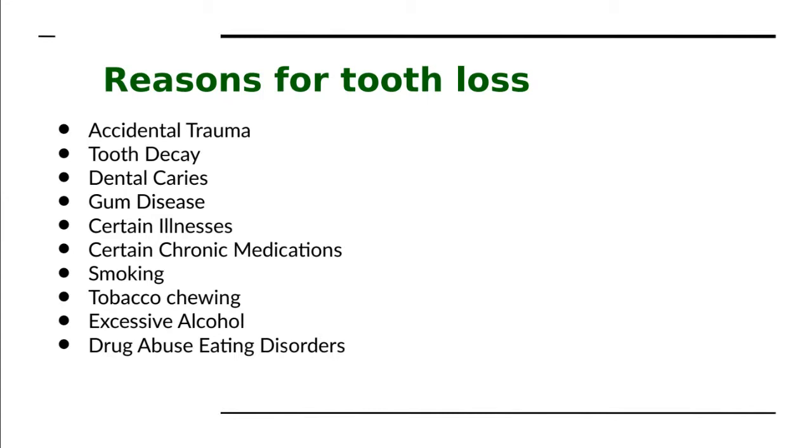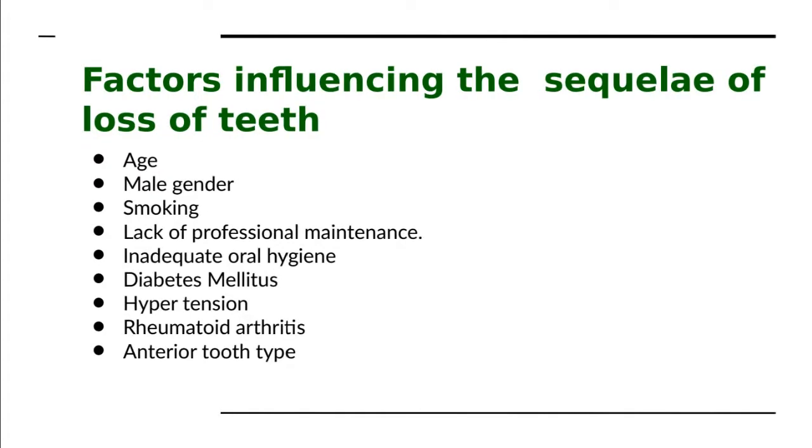Now, coming to the reasons for tooth loss. What are the reasons for tooth loss? Tooth loss can happen because of accidental trauma, tooth decay or dental caries, gum disease, certain illnesses, certain chronic medications, smoking, tobacco chewing, excessive alcohol, drug abuse, and eating disorders. All these are reasons for tooth loss.